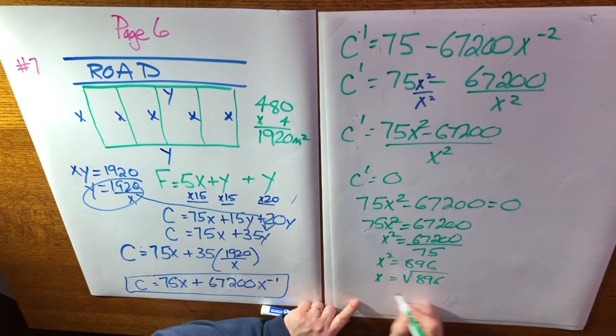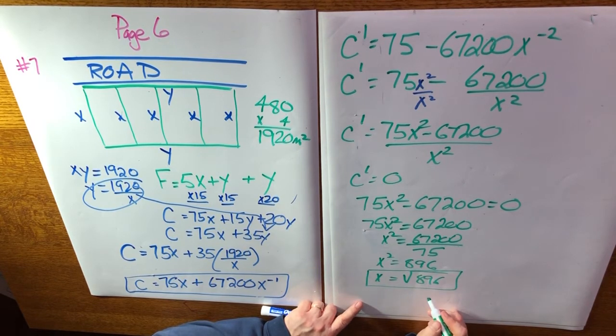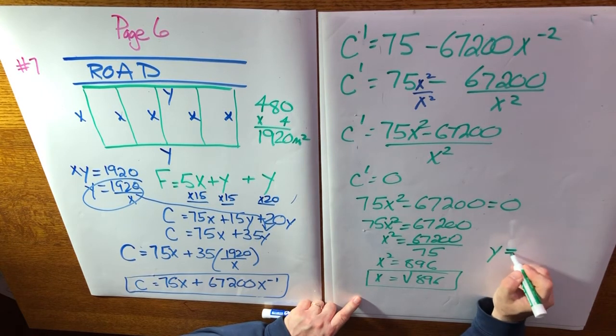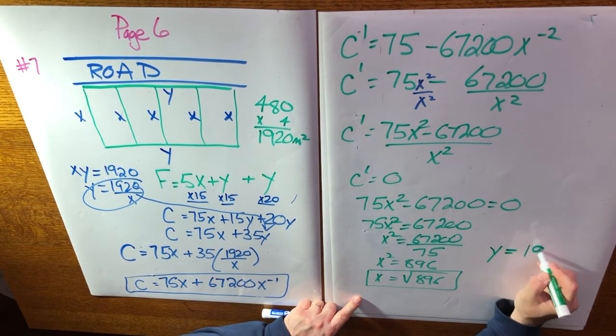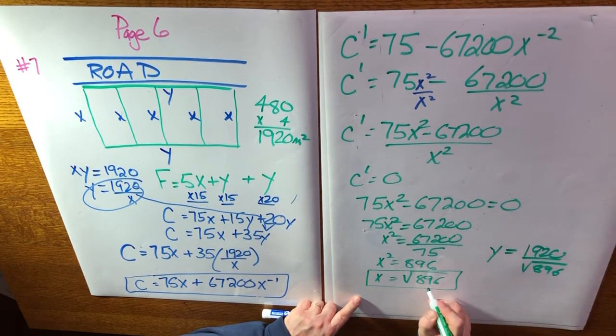So you'll need to break that one down, but you have the value of x, and then we can figure out the length of each of the fence by finding out y. And y will equal 1920 divided by the square root of 896. So simplify that and it will give you the width.